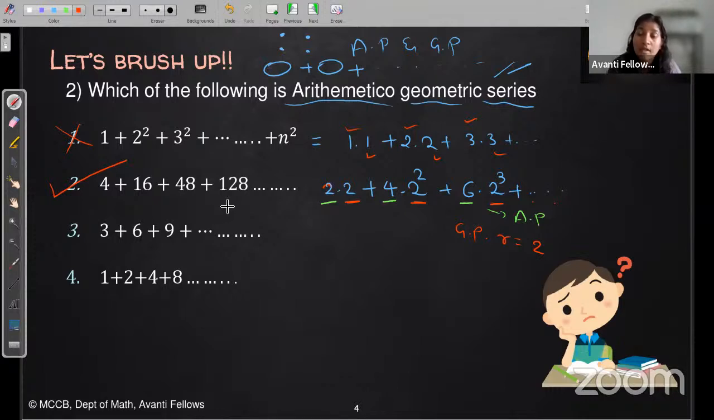Okay. So is it clear to you all how we have concluded this as an arithmetico-geometric series? Any doubt in this? If you have any doubt, please ping me in the text box, okay?